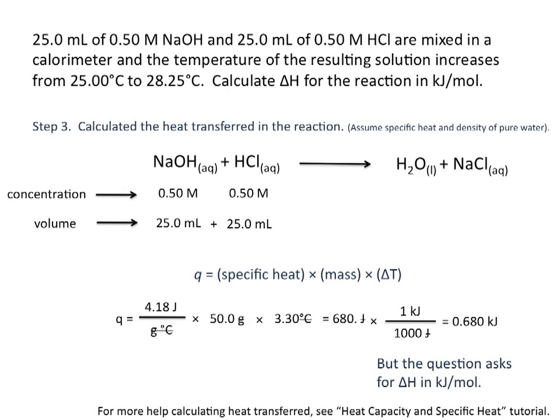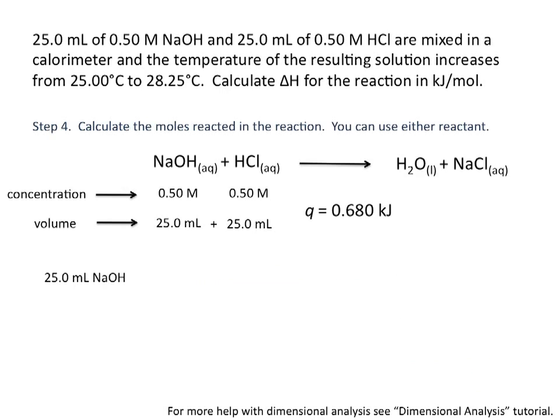Now remember, we're looking for delta H in kilojoules per mole. And in order to find that value, we need to know how many moles we're working with. So our fourth step is to calculate the number of moles reacted in the reaction. And to do this, you can use either reactant. And that may sound weird at first, but I'll show you why as we go through our problem. I'm going to use NaOH.